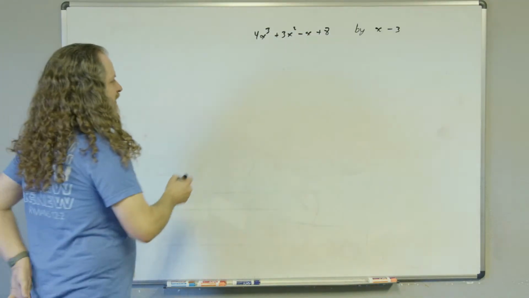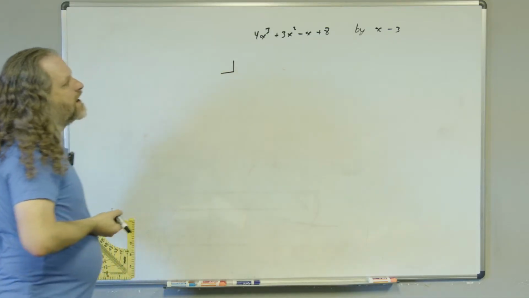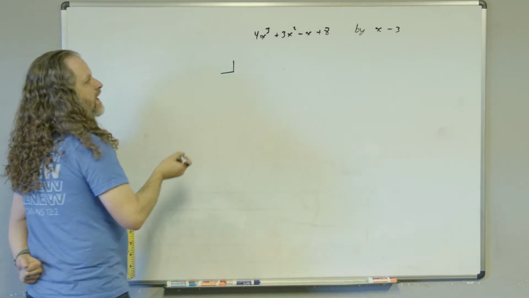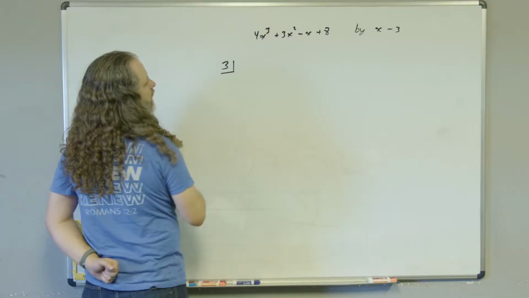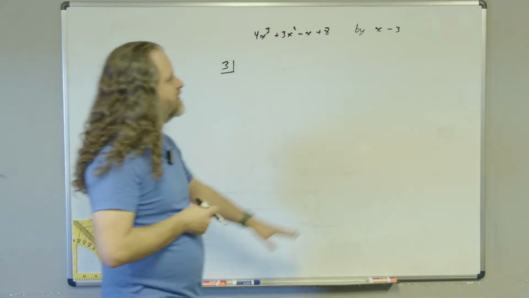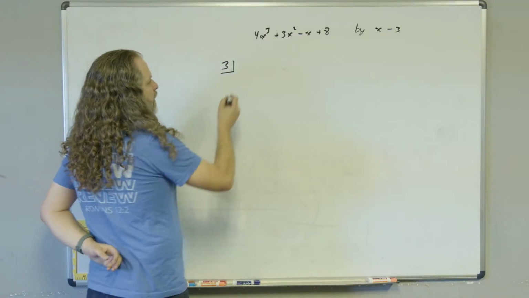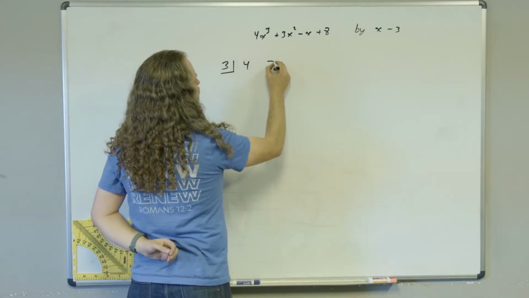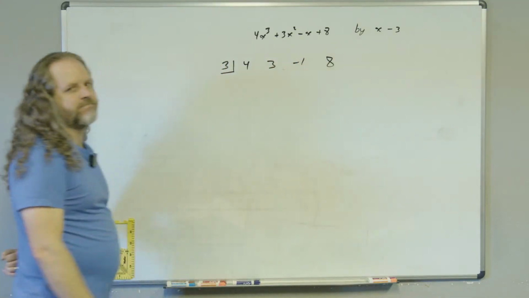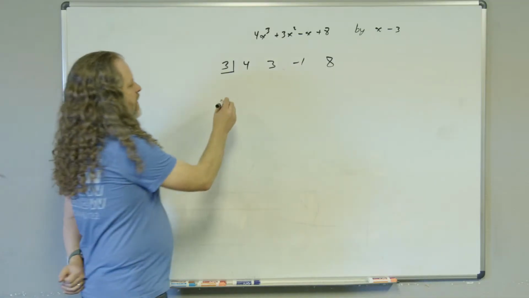So for synthetic division, we're going to do a little box. The cardboard box. Inside the little box on this problem is going to be positive 3. Where did I get that from? The opposite of 3. So x equals 3. And then over here, we're going to have 4 and 3 and negative 1 and 8. Those are the coefficients, right? Then we're going to have a line.